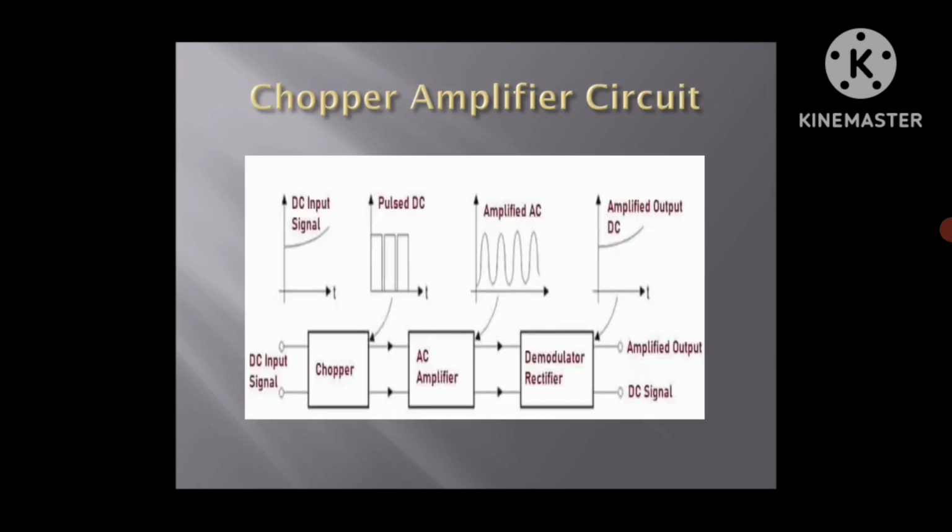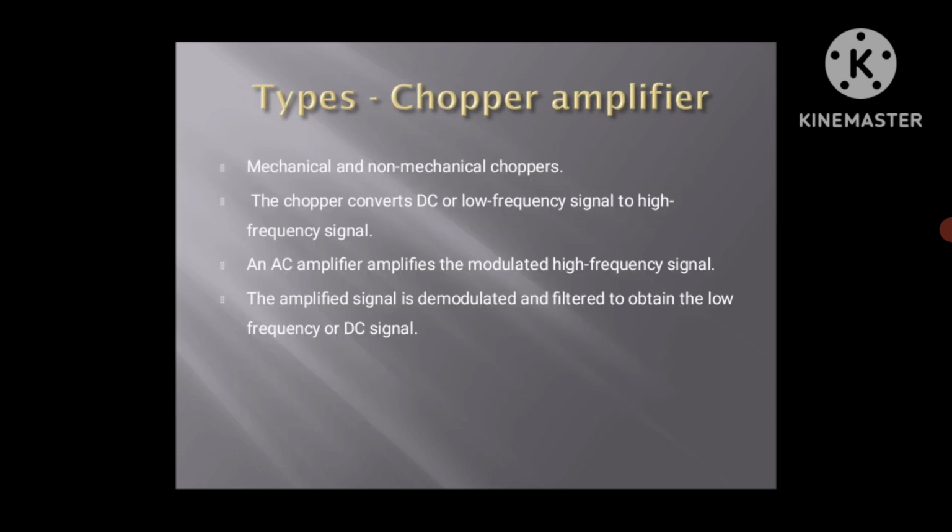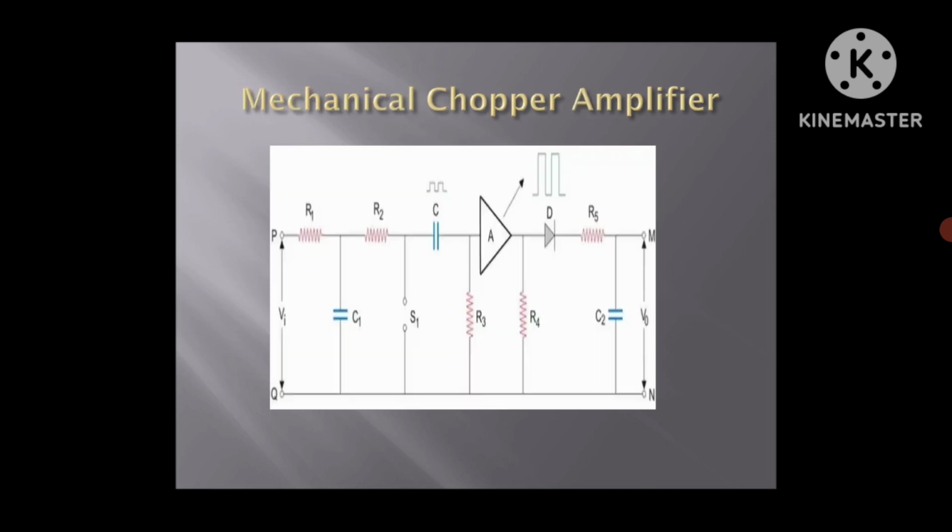This is the circuit diagram for the chopper amplifier circuit. What are the types of chopper amplifier? Mechanical and non-mechanical chopper amplifiers. The chopper amplifier converts DC or low frequency signals into high frequency signals. An AC amplifier amplifies the modulated high frequency signals. The amplified signal is demodulated and filtered to obtain the low frequency or DC signals.